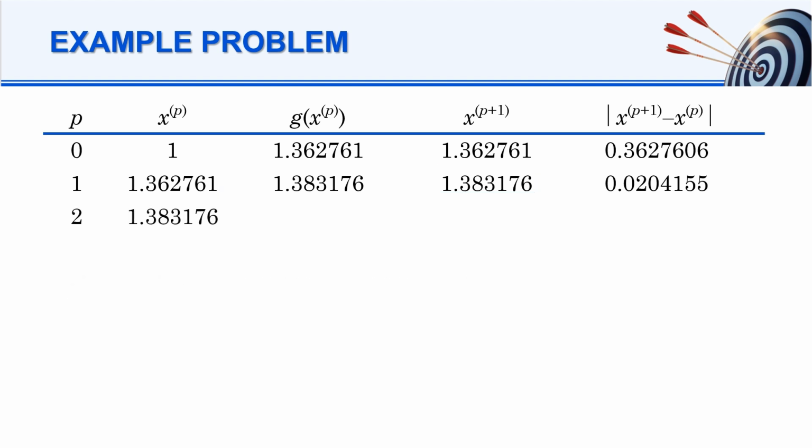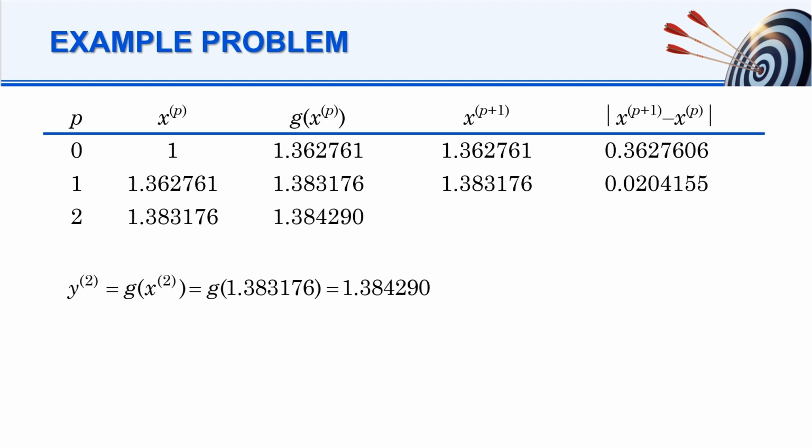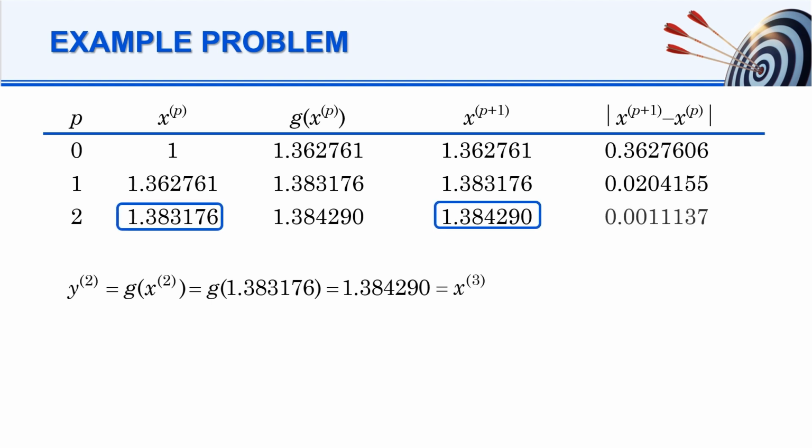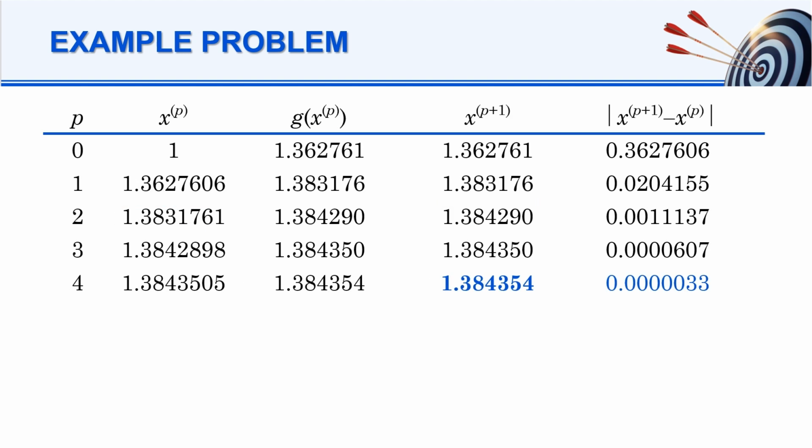We repeat the iteration starting with x2. The vertical projection on the curve is found as 1.384290, which is projected on the origin line and it is recorded as x3. The absolute error between x3 and x2 is 0.0011137. We continue the iteration process in this manner.